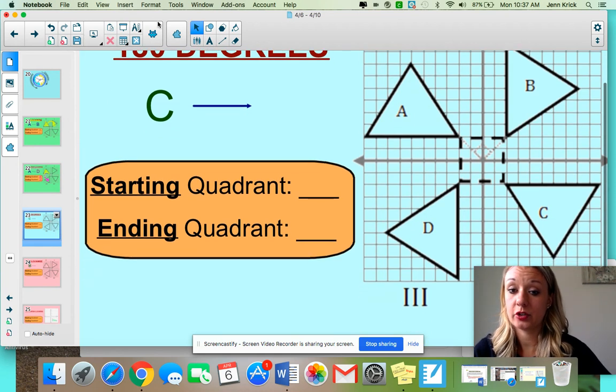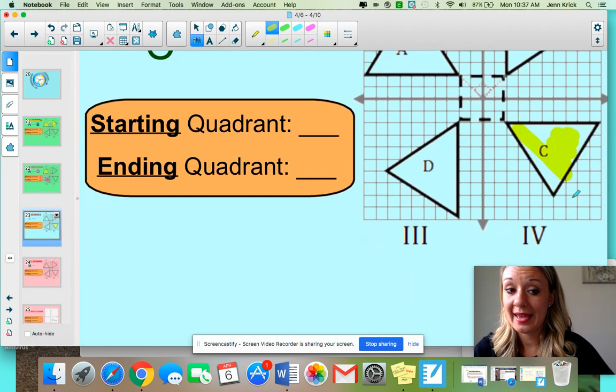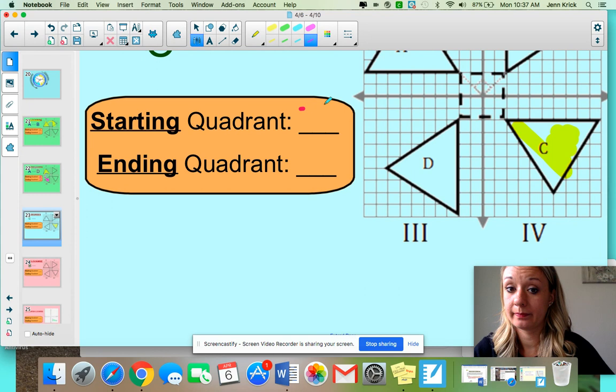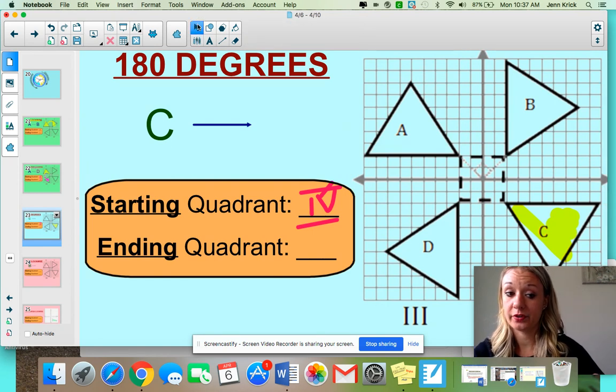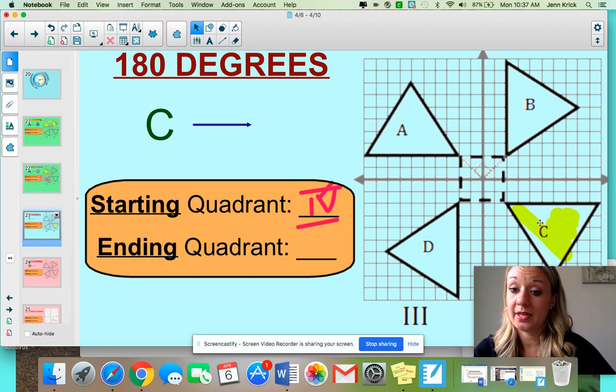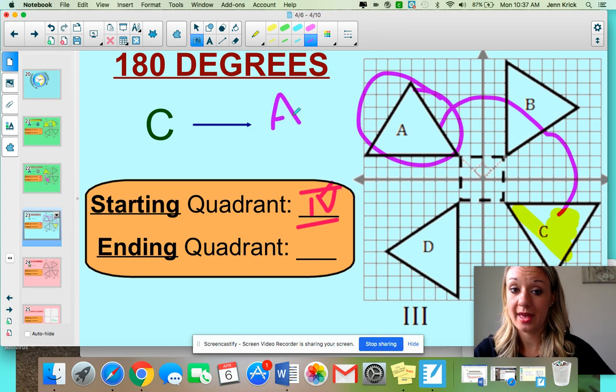Now, let's say that I'm starting in triangle C. Let's start somewhere new. So I'm starting at triangle C, and I'm starting in quadrant 4 here. If I ask you to go 180 degrees for your rotation, that is 2 turns. And I don't really need to know a direction because even if I go counterclockwise or clockwise, I'll get to the same spot. So if I'm going 2 turns, 2 rotations, I'm starting at C, I'm going once, twice, and I land here at triangle A, which puts me in quadrant 2.